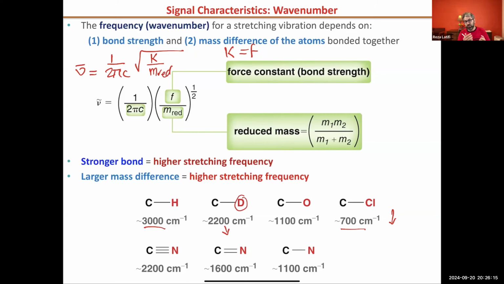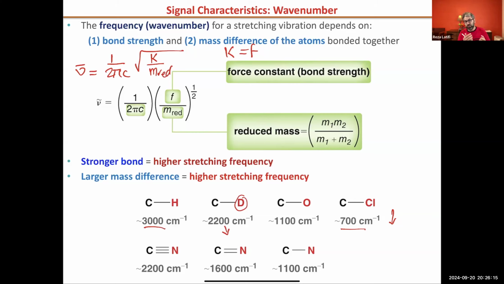Let me write some calculation for you so then you understand really what I'm talking about. Okay, so the wave number is going to be equal to 1 over 2πc multiplied by the square root of force divided by μ, the reduced mass. And what's a reduced mass? Reduced mass is going to be equal to m1 multiplied by m2 divided by m1 plus m2.